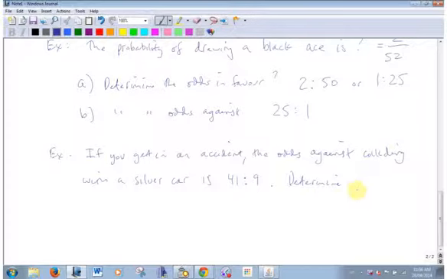Determine the probability that, not of getting in an accident, but if you get in an accident, the car will be silver. I guess you could say that's the same probability of your car being silver too, because if that's the statistic, then it applies to everybody.